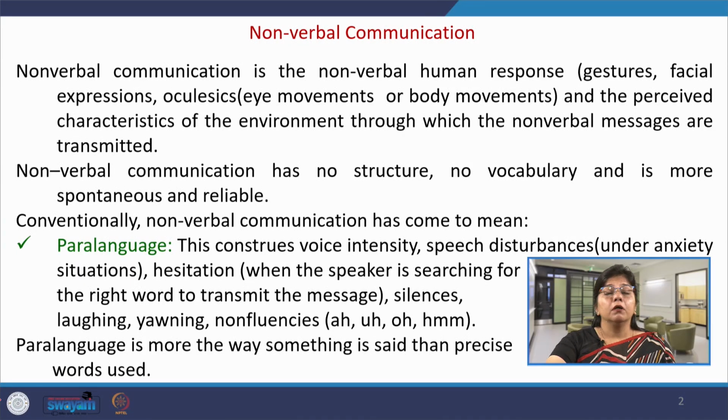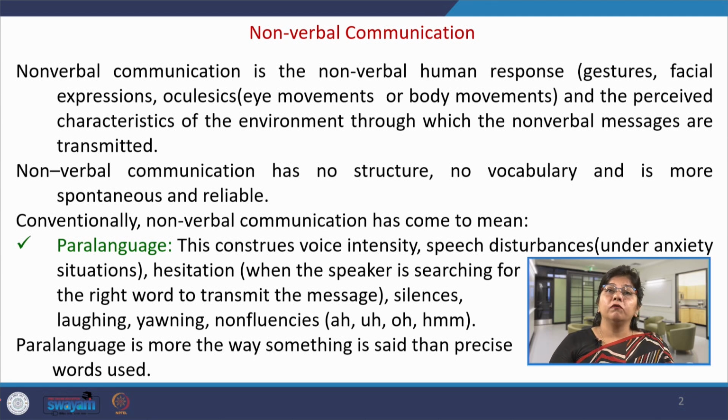In the previous discussion, I talked about the process of communication and verbal communication in the form of phonetics, semantics, and denotations and connotations. Today, I am going to discuss another form of communication, that is non-verbal communication. It is more accurate and precise in comparison to verbal communication. Although it has no structure and no vocabulary, it is still very reliable and spontaneous, because the response, which is non-verbal in nature, is absolutely unfiltered, straightforward, and to a certain extent impulsive also.